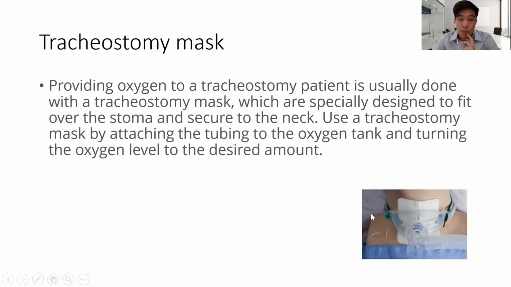Next is the tracheostomy mask. The tracheostomy mask is normally used for patients who just went through a tracheostomy, and it is designed to fit over the stoma and is secured to the neck. After putting on the tracheostomy mask, they will attach the tube to the oxygen tank and turn the oxygen level to the desired amount.